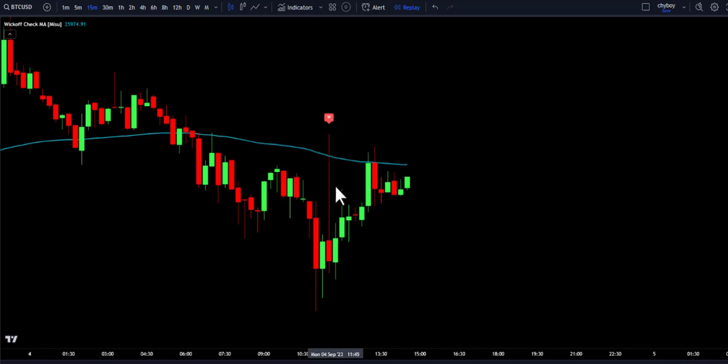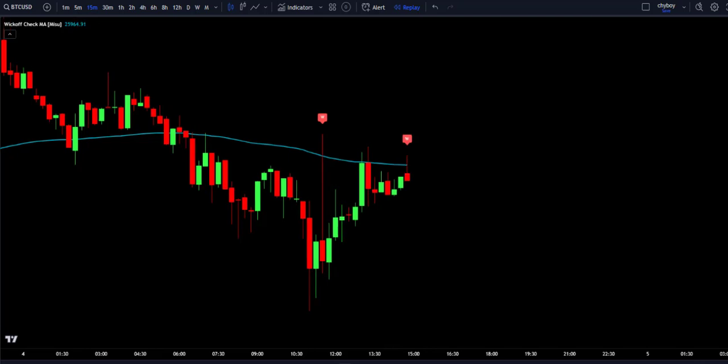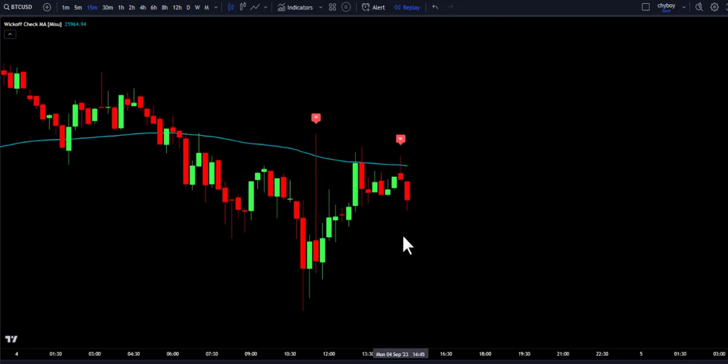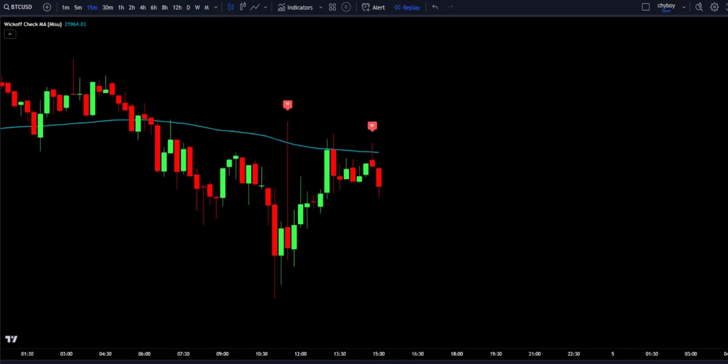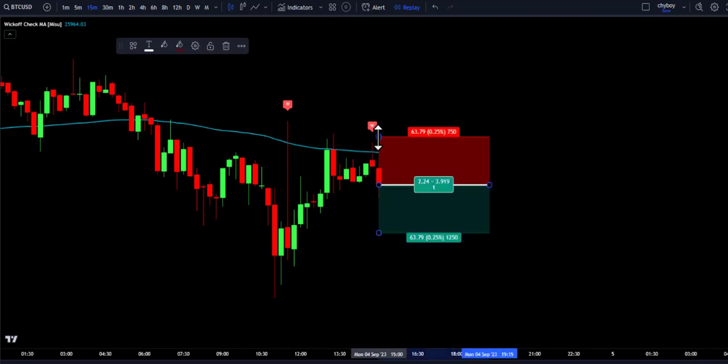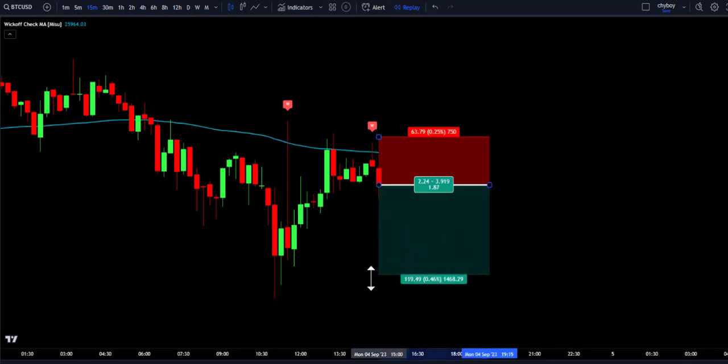Then we wait to see price bouncing off the moving average. And looking here, you will see that price has bounced off the moving average and has given us a very good reversal pattern. This is when we can enter a trade setting our stop loss some pips above the high and targeting 3 risk-reward ratio.